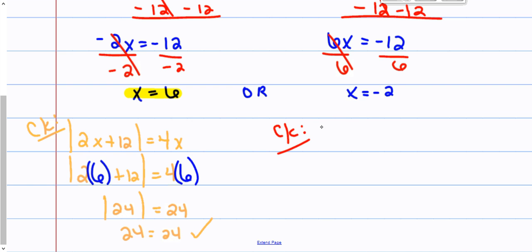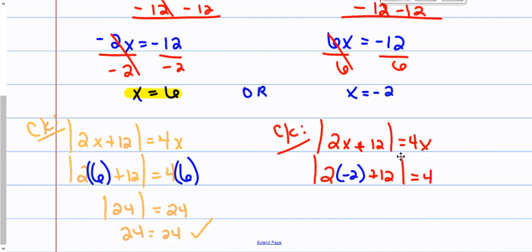So on the right side, I'm still going to use the same equation. Absolute value of 2x plus 12 equals 4 times x. Plug in the answer that you got. 2 times negative 2 plus 12 equals 4 times negative 2. So let's work that out.